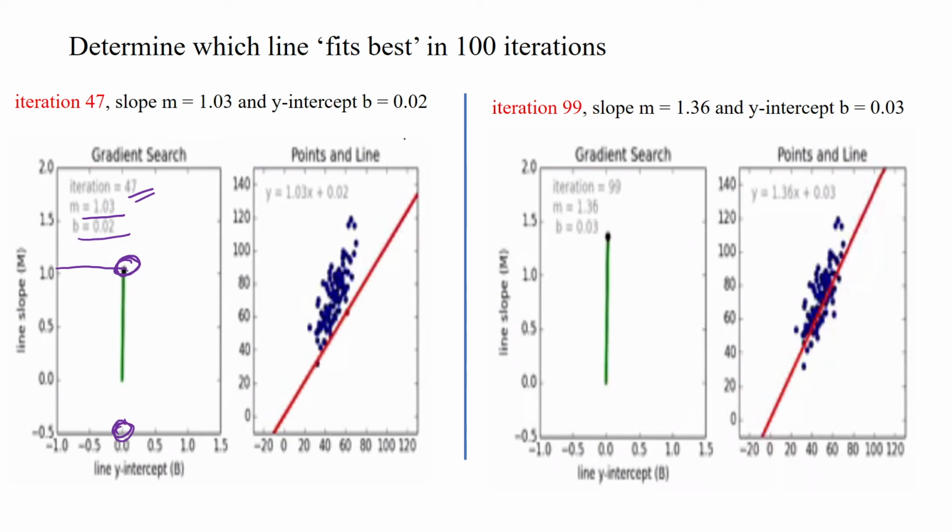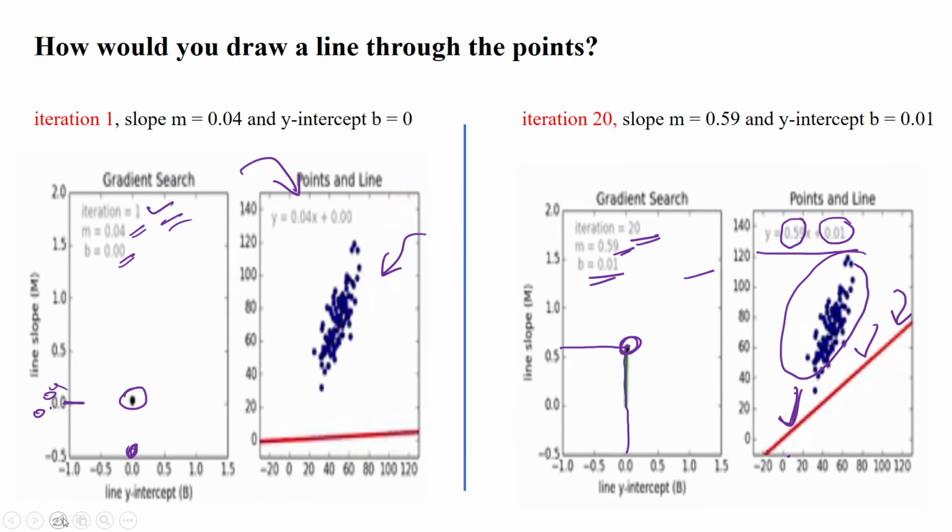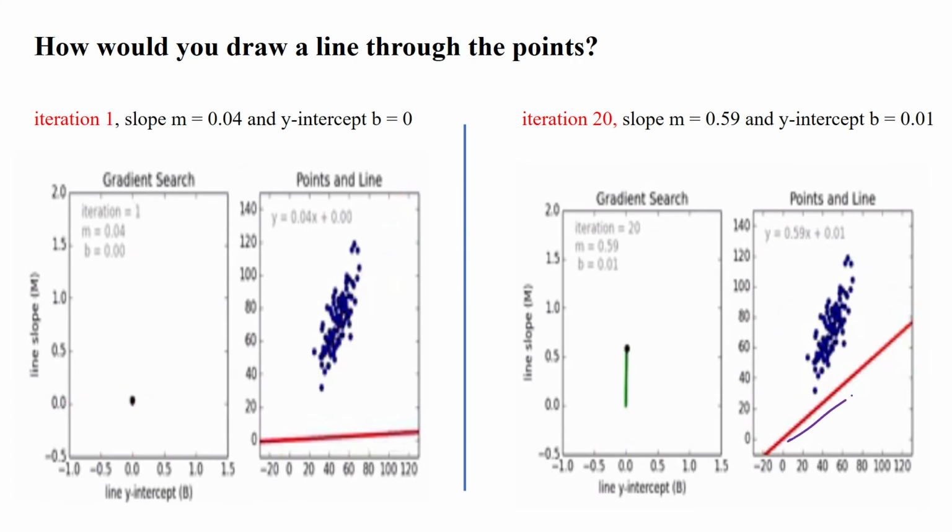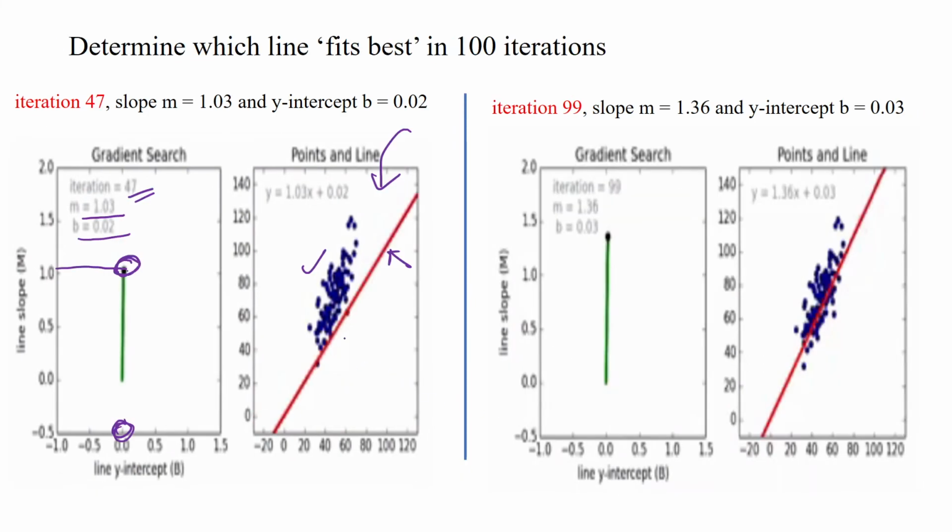Then at that time, the data points are here, and the decision boundary is, look at that, close to the data points. So previously, the decision boundary was here in this position, right? Now it is moving in this direction, anti-clockwise, right? Then in iteration number 99, slope is 1.36. So this is the 1.36 slope, and 0.03 is the y-intercept. So for these values, you look at that, our decision boundary is almost the best fit to the given number of data points.